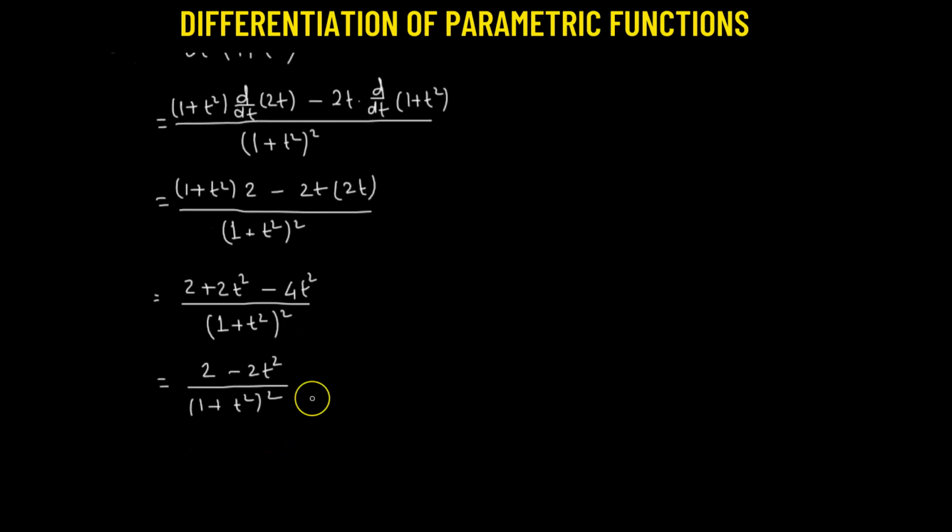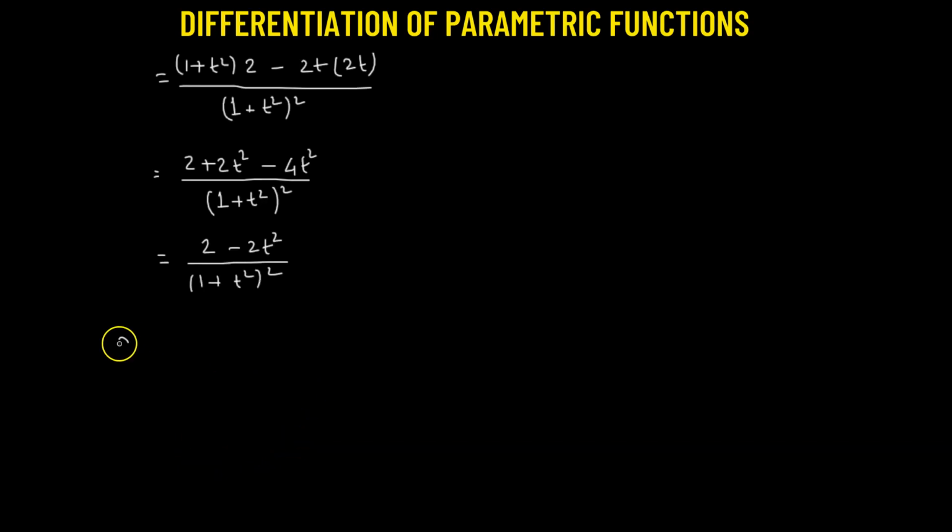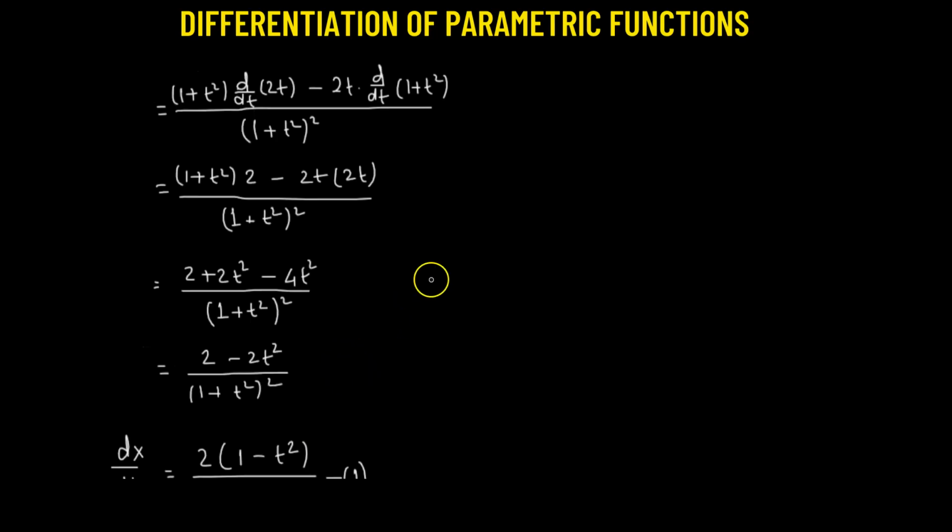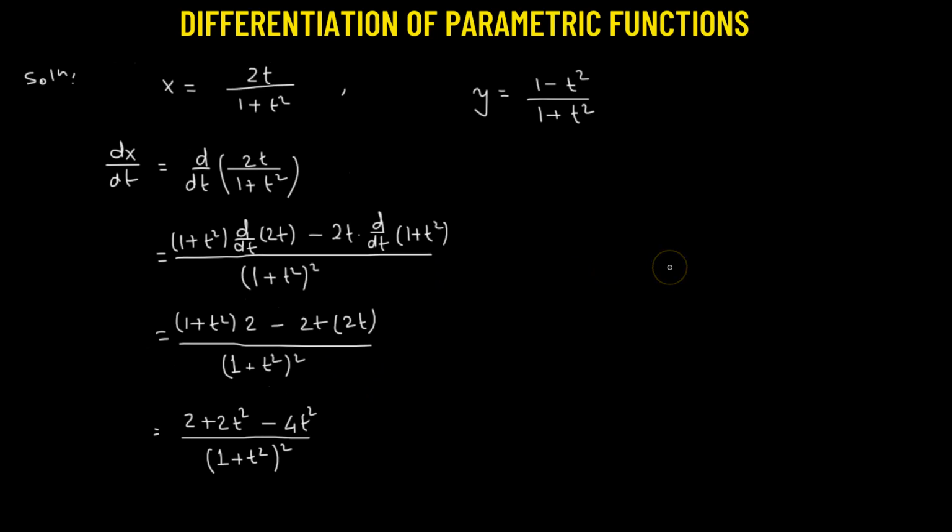So we now have the value for the derivative of x with respect to t. Taking 2 as a common factor in the numerator, it is given by 2 multiplied by 1 minus t squared, divided by 1 plus t squared whole squared. We're going to label this as equation number 1. Now we will go back to y.